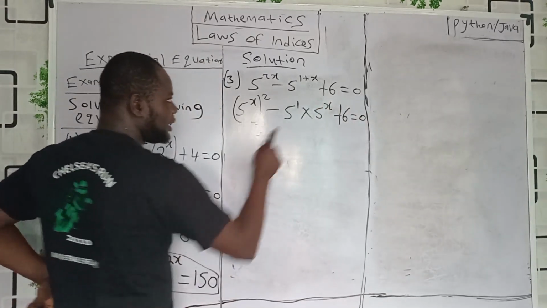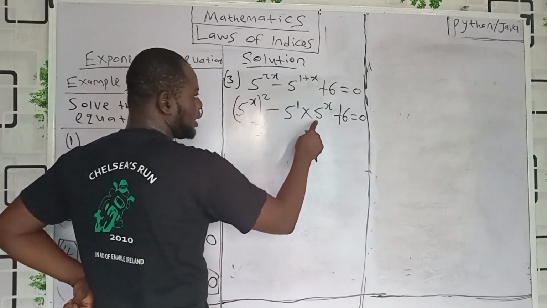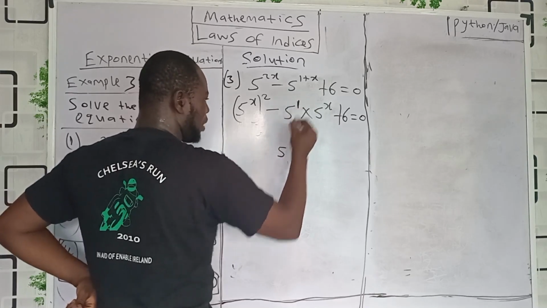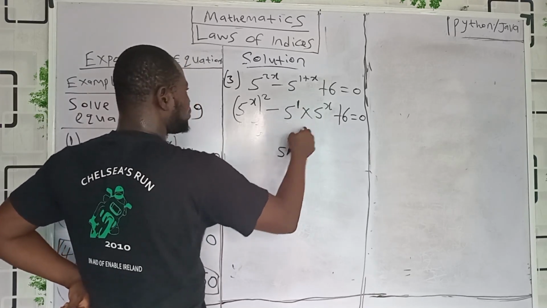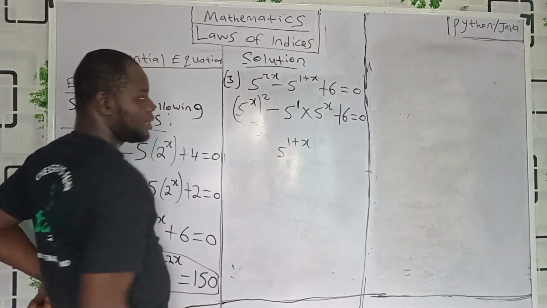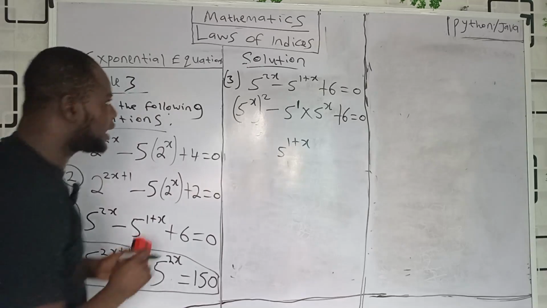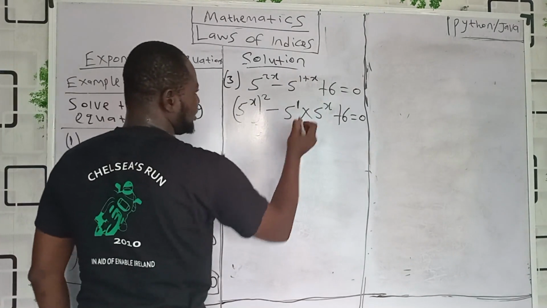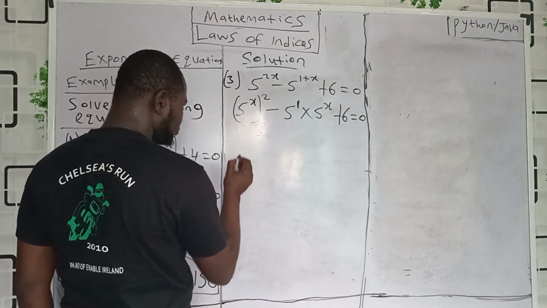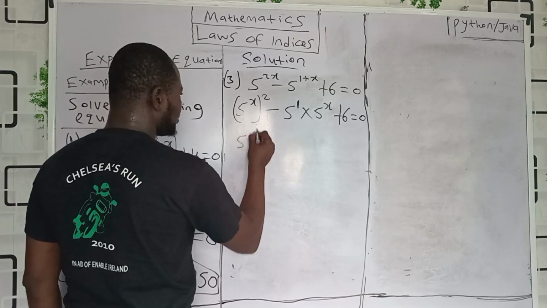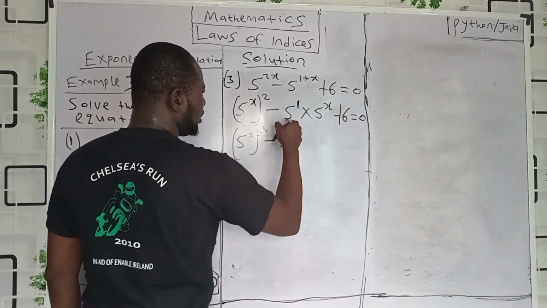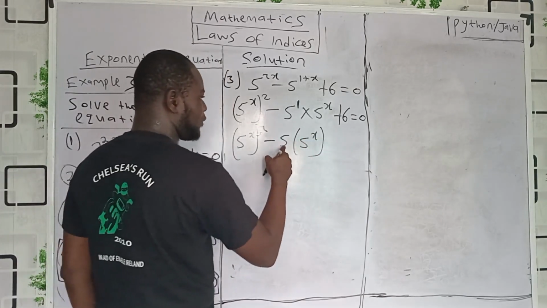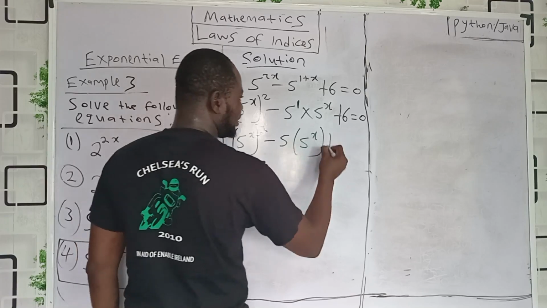You understand? Because by the law of indices, if I pick one of the 5, it will become 5 raised to power, add the powers, 1 plus x. That means we have come back to this. So we have not changed anything, and we can rewrite this one as this. I can even say this is 5 raised to x all squared, minus 5 into bracket 5 raised to power x, because that bracket also means 5 times 5 raised to power x. So we have not changed anything. Plus 6 equal to 0.